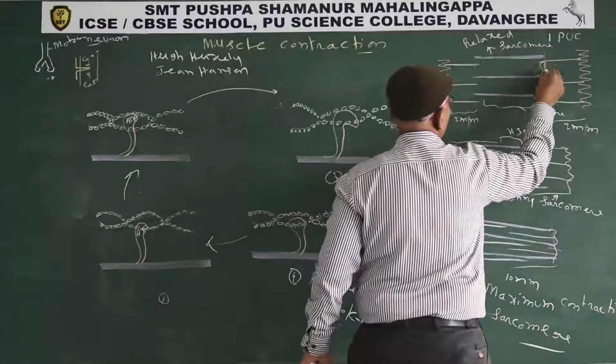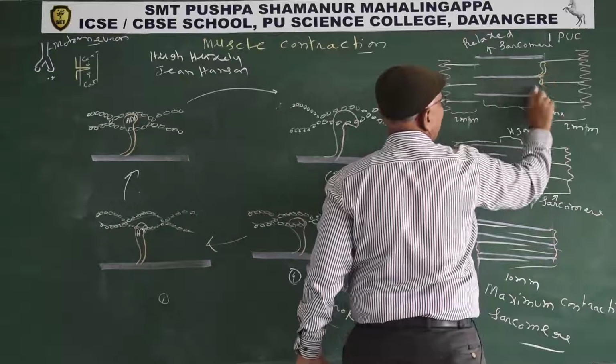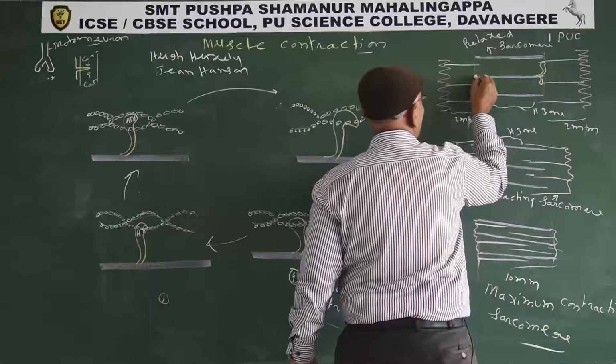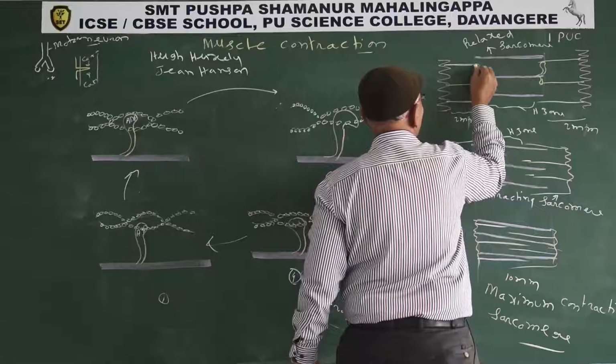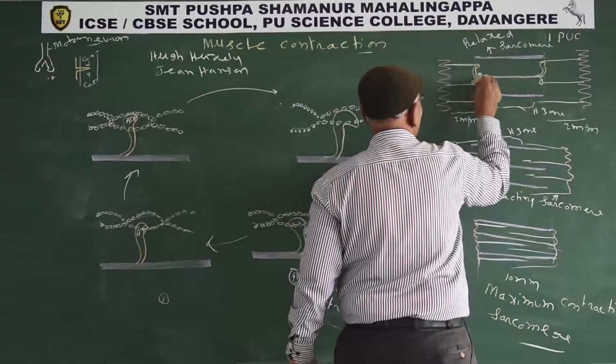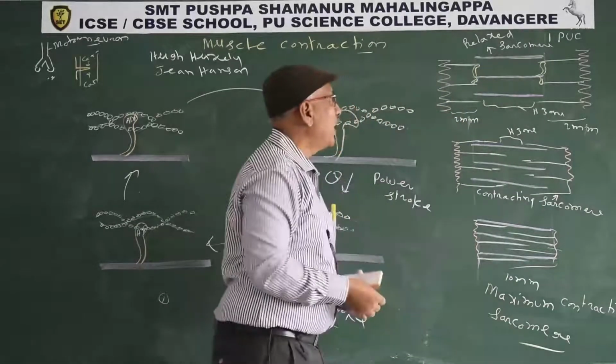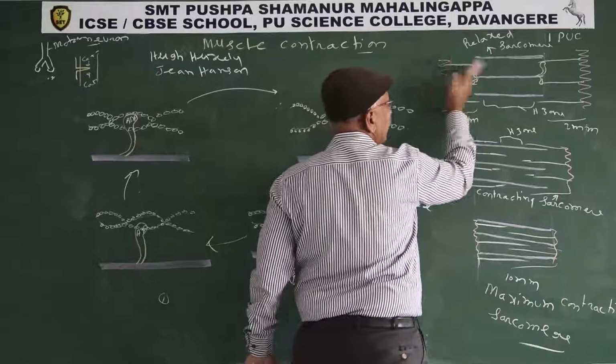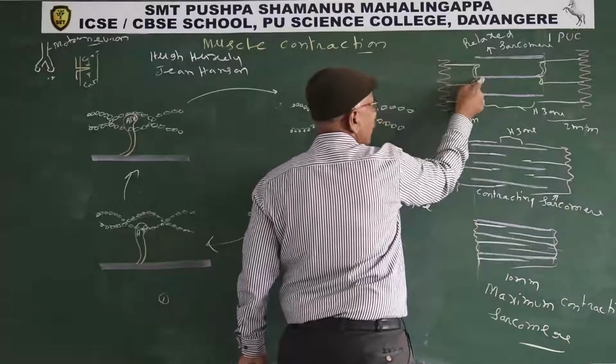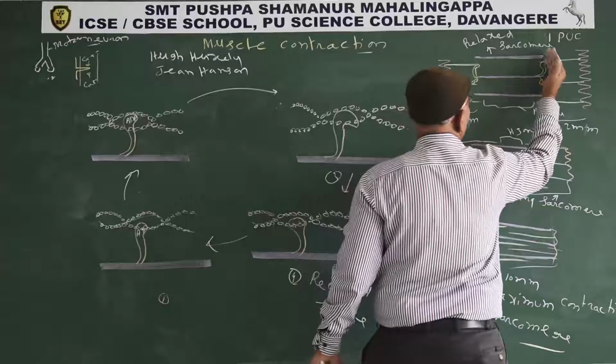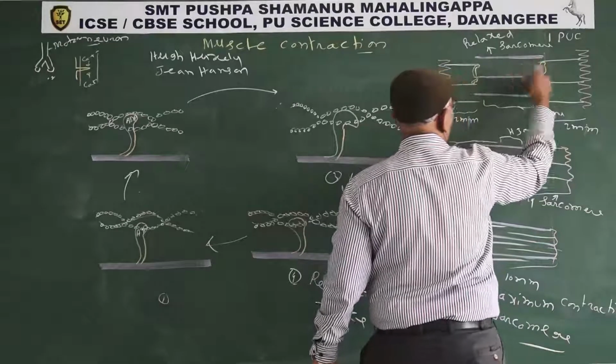50% of the meromyosins are attached to active sites of one half of the I band. The remaining 50% of meromyosins are attached to actin filaments of the other half of the I band. So this meromyosin pulls the actin filament towards the myosin.